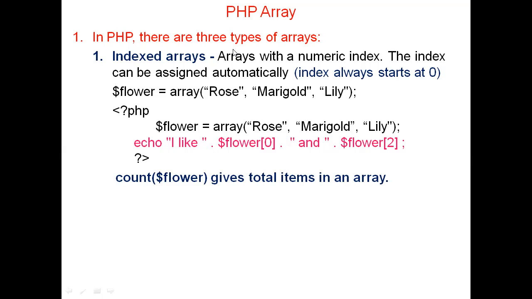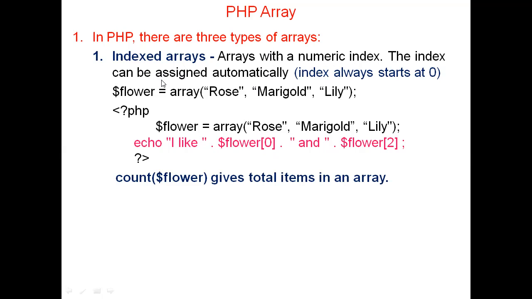So there are three types of the array. That is the indexed array. The array with the numeric index, that is what array is, the numeric index. म्हणजे इथं 0 आहे बघा. $flower is an array name which holds the value for the 3. म्हणजे एका व्हेरिएबल मध्ये we are going to store more than one value. So flower 0. So the arrays with the numeric index.